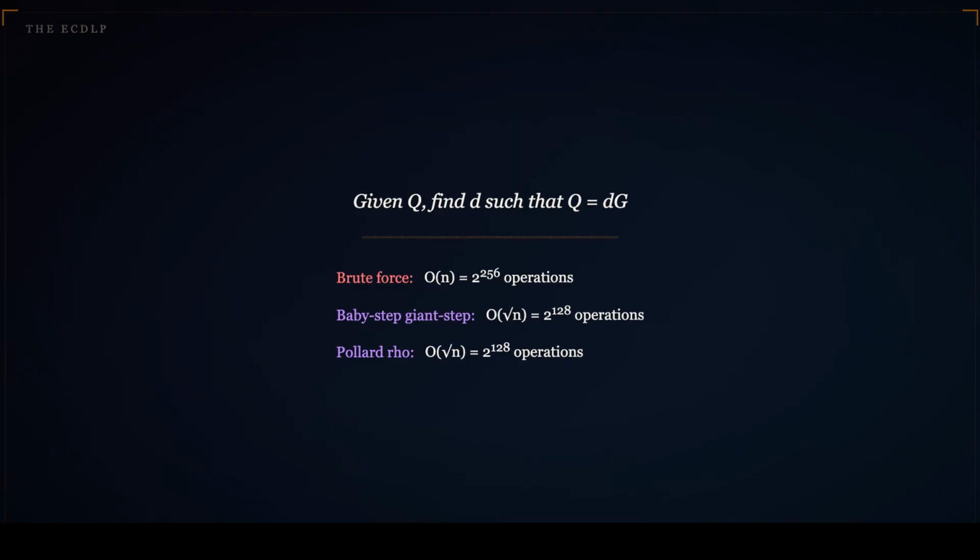This is the elliptic curve discrete logarithm problem. Given an elliptic curve over a finite field, a generator G of order n, and a point Q, find the integer d, such that Q equals d times G.